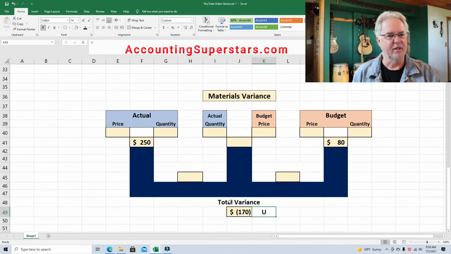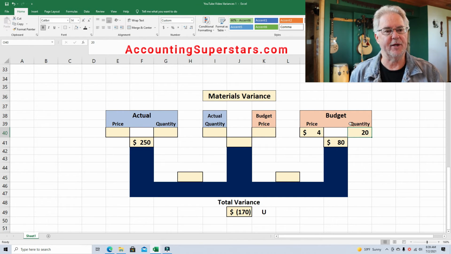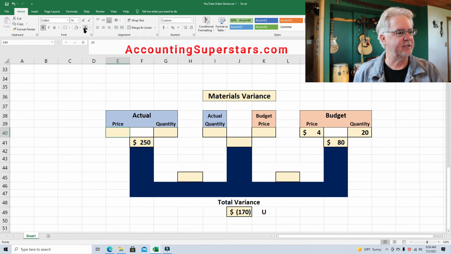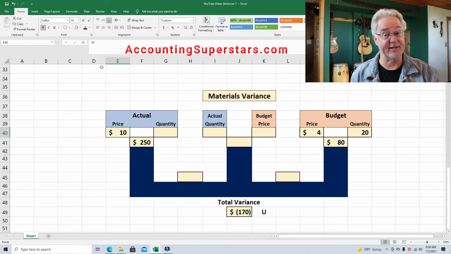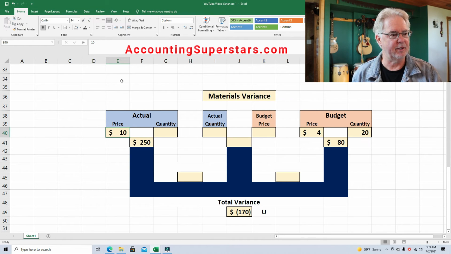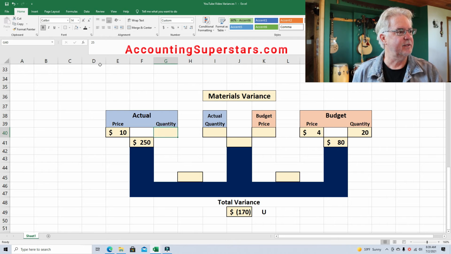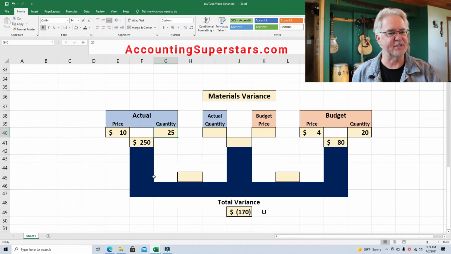Okay, so we're thinking, why is it so unfavorable? What happened here? Well, let's see here. Let's say they're 2x4s. And let's say we budgeted $4 a 2x4 and we expected to use 20 2x4s. Okay, price is $4 a 2x4, and the quantity was 20 2x4s. Well, what really happened? Well, it turned out, oh my goodness, the price was $10 a 2x4. That's a big difference. I mean, that's 2.5 times more. And the quantity, we used 25 instead of 20. Boy, did we misjudge this project.